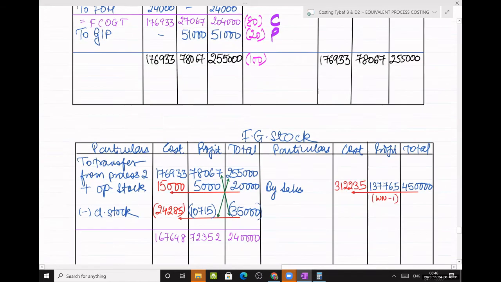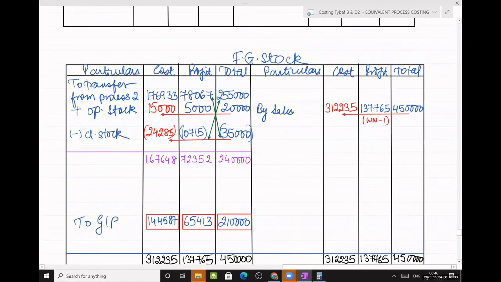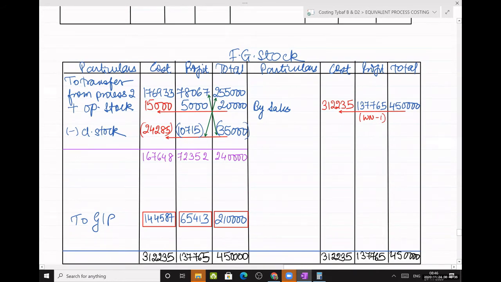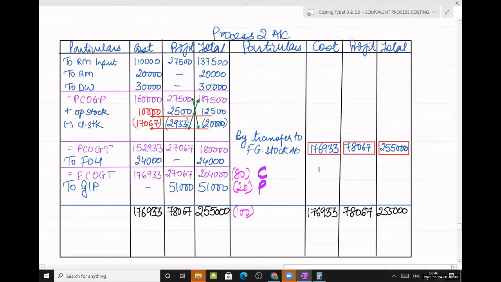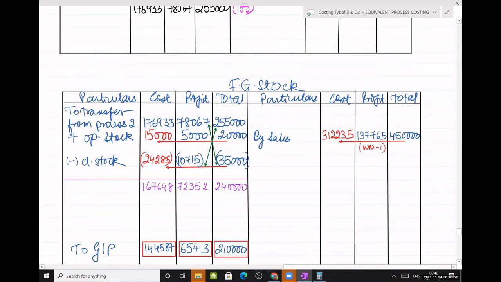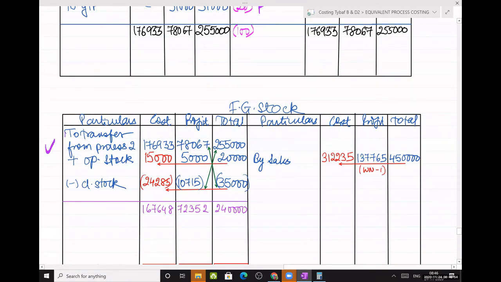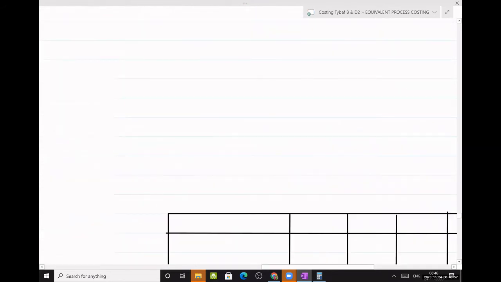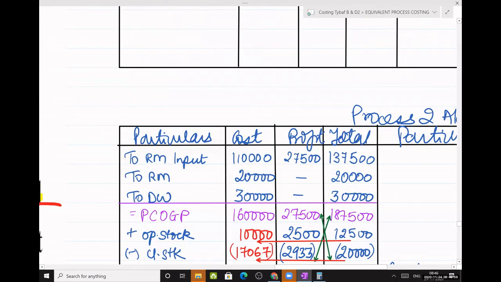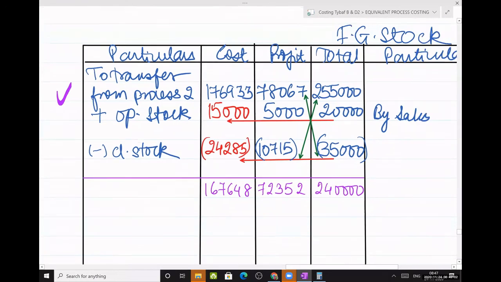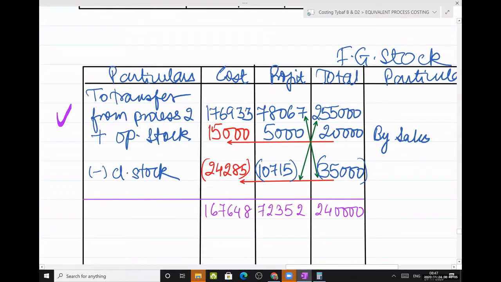And last, make this ledger, finished goods stock account. So whatever the transfer is, this will go to the next process, finished goods stock. So you can write: to transfer from process 2 account, like this, on the debit side of the finished goods stock account.